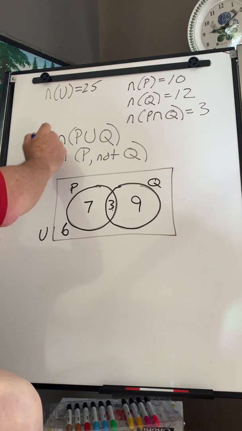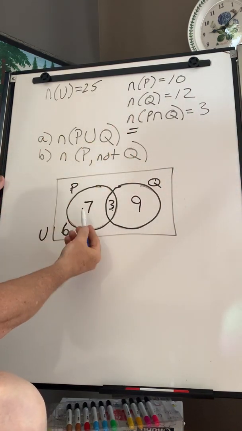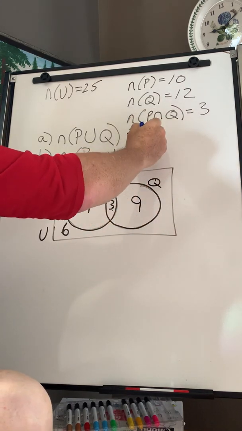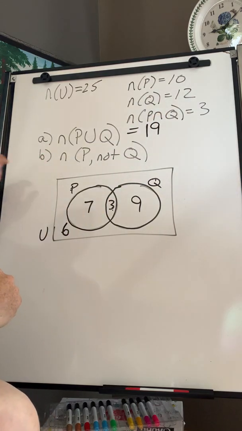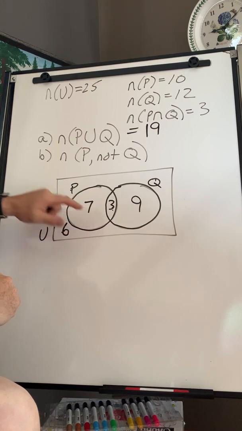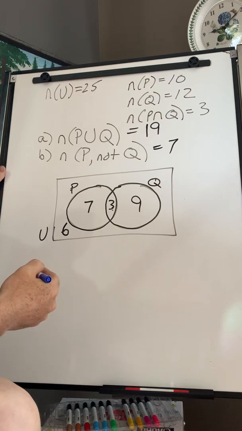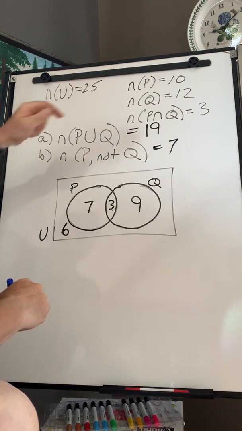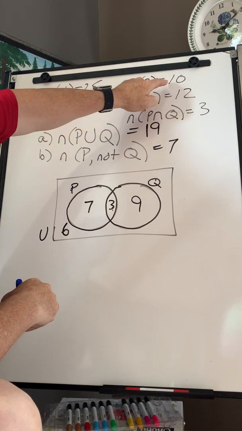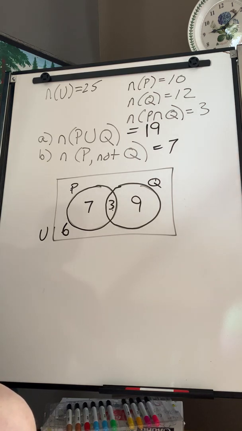Okay, so I pretty much have answered our questions. P union Q, everything in P and Q, so I count what's in the circles, and we got 19. And the number of elements in P, but not in Q, 7. Do I need the diagram? Probably not. You guys are probably all smart enough to go, well, there's 3 that are in P, but they're also in Q, so I take those away and I get my 7. And that's it for section F.